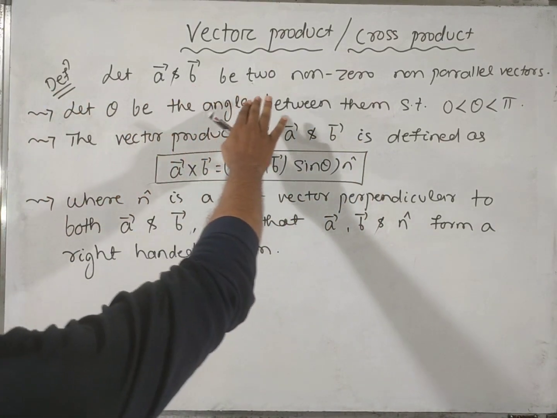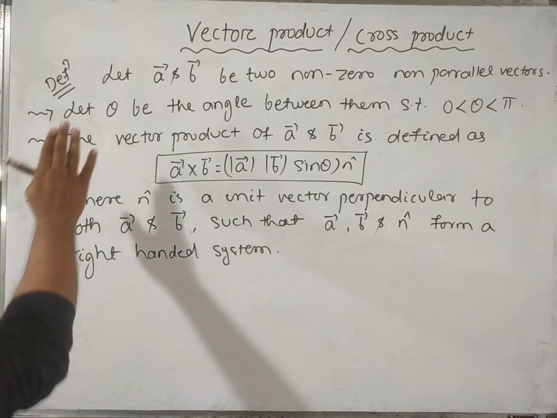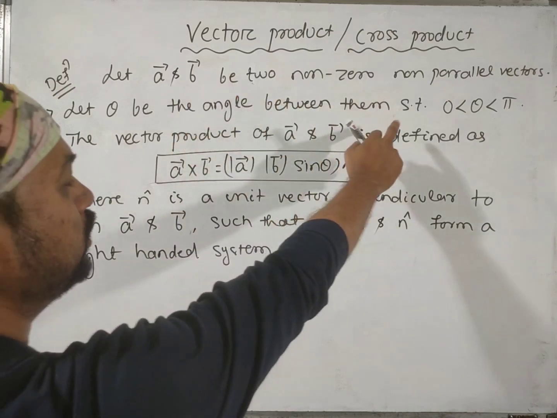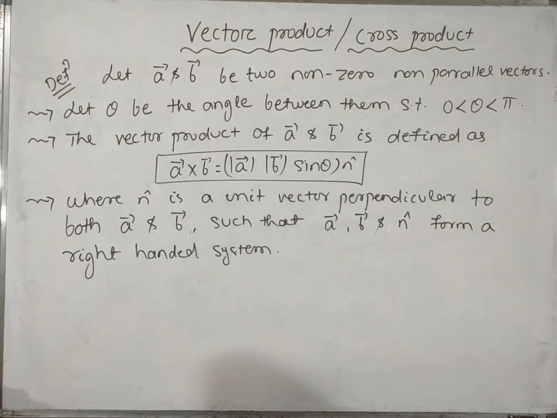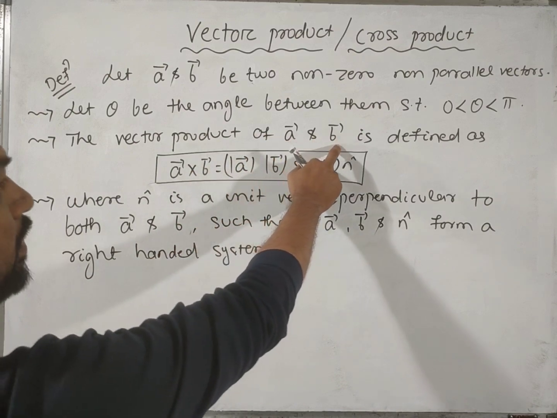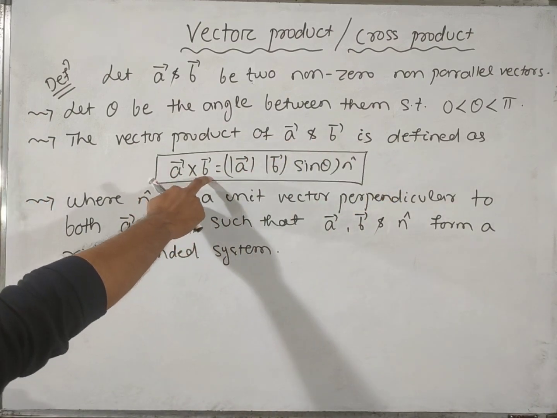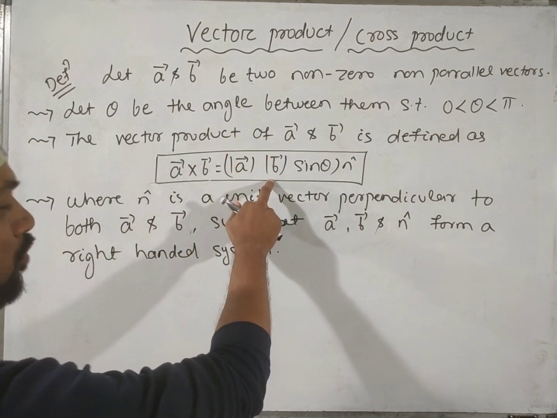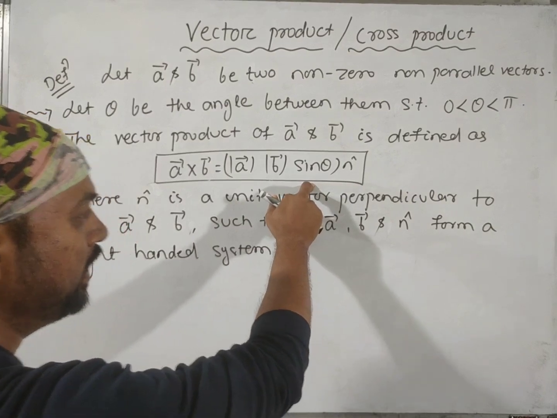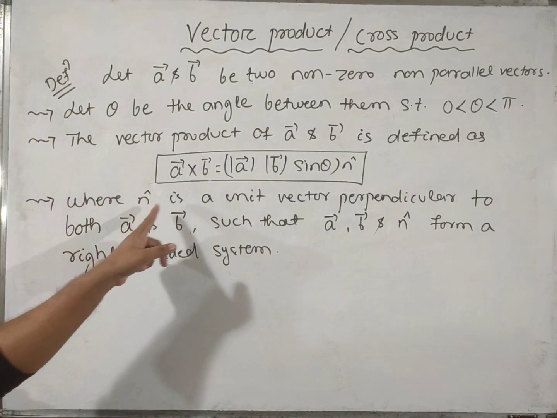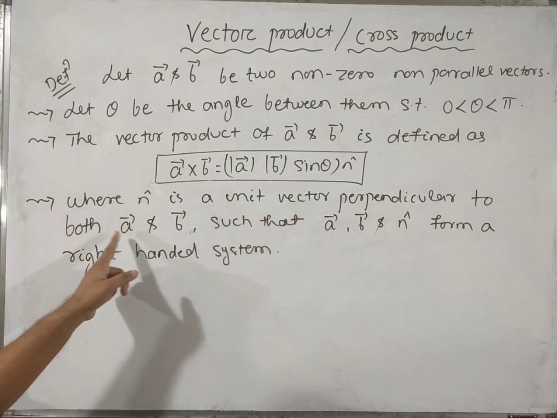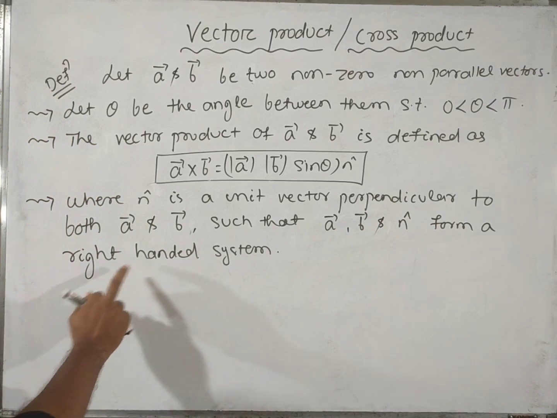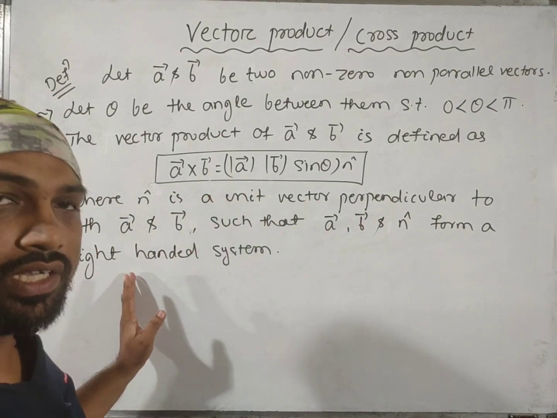Let A vector and B vector be two non-zero, non-parallel vectors. Let theta be the angle between them, such that theta lies between 0 and pi. The vector product of A vector and B vector is defined as A vector cross B vector equals the magnitude of A vector multiplied by the magnitude of B vector multiplied by sin theta with n cap, where n cap is a unit vector perpendicular to both A vector and B vector, such that A vector, B vector and n cap form a right-handed system, and all of you know what a right-handed system is.